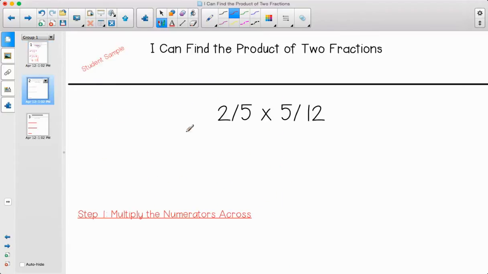Okay, you're going to try and solve this one on your own at your seat. When you're ready, you can click Next in your notes.